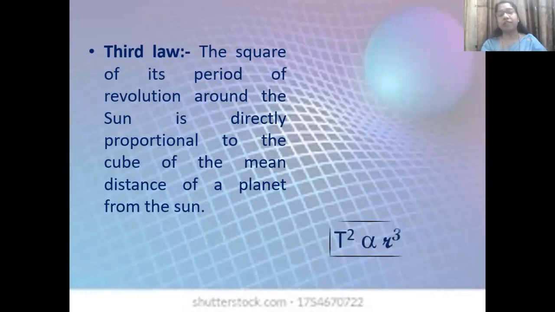Now, to understand this law, it's easier if you look at this equation, where T squared is directly proportional to r cubed. T is the period of revolution of the planet around the sun, and r is the distance of the planet from the sun. So T squared is directly proportional to r cubed. So this was the third law. From the exam point of view, these 3 laws are very important.